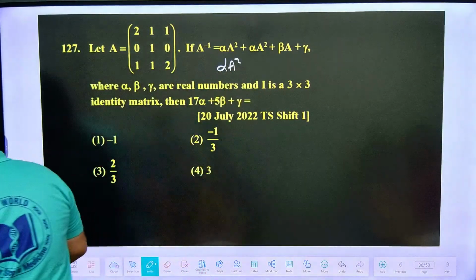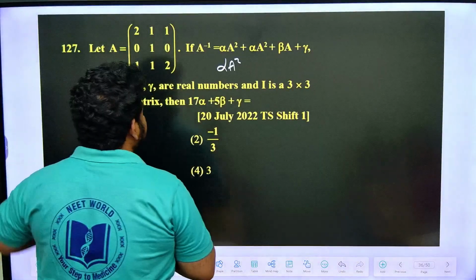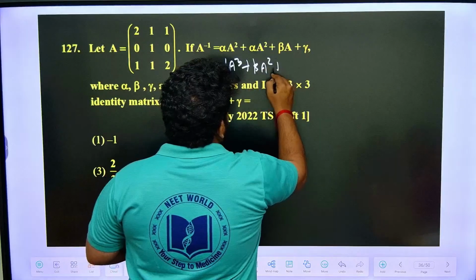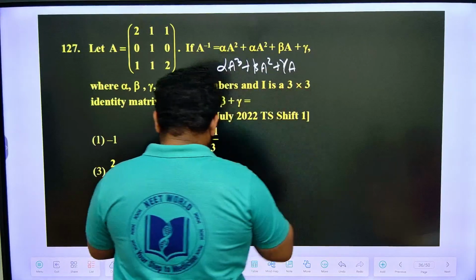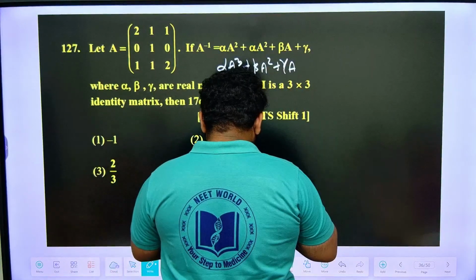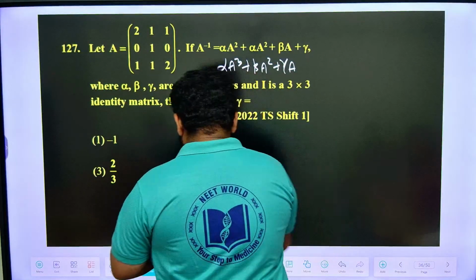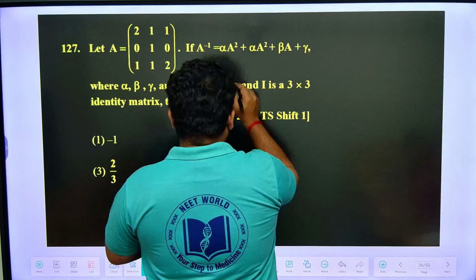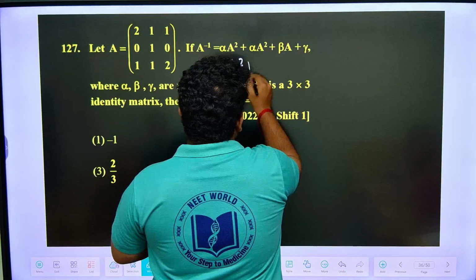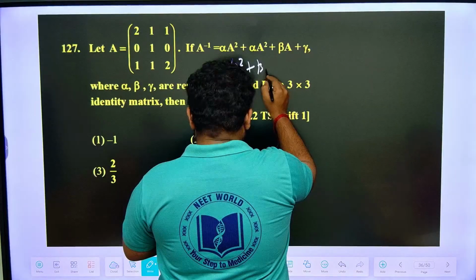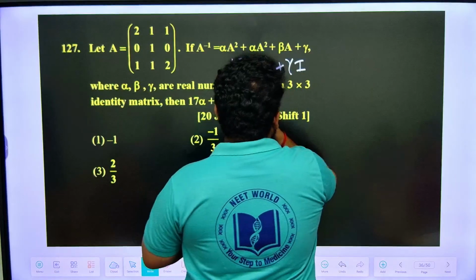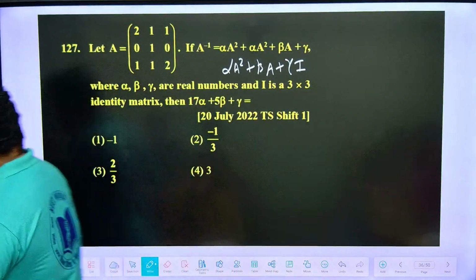Let me check the question. Alpha into A inverse is equal to alpha into A cube, beta into A square plus gamma into A. This should not be... Alpha into A square plus beta into A plus gamma into I. Okay, this is what is given.